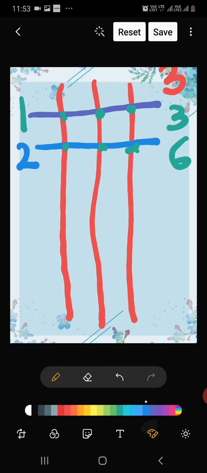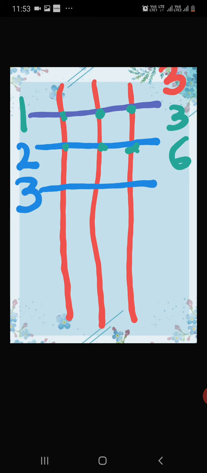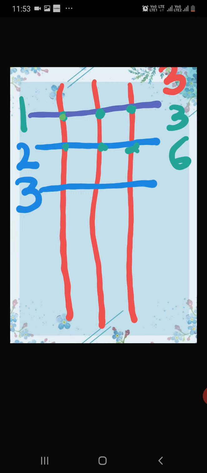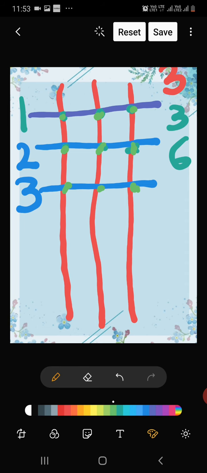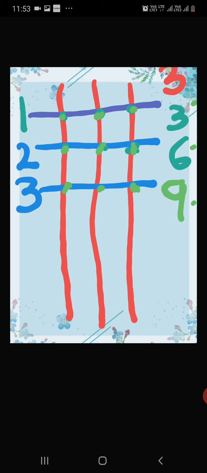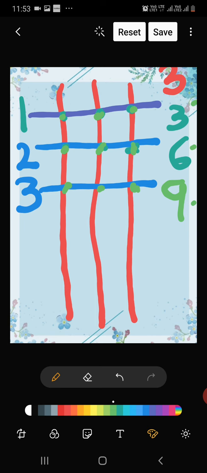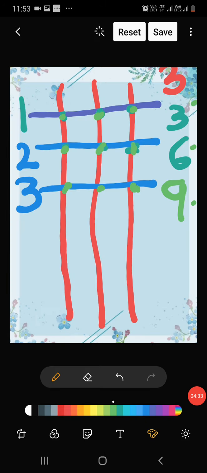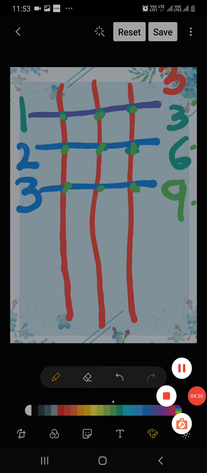Now 3 threes are. For 3 threes are, one more horizontal line. Next step is counting the number of points. 1, 2, 3, 4, 5, 6, 7, 8, 9. Number of points where these lines intersect, and the answer is 9. So as you can see here, 3 ones are 3, 3 twos are 6, 3 threes are 9. This way we can continue and form table of 3. Hope you have understood. You may do this activity for making table of 4, 5 and 6 also.